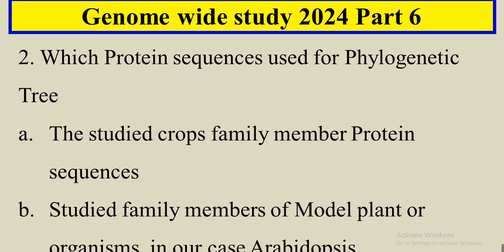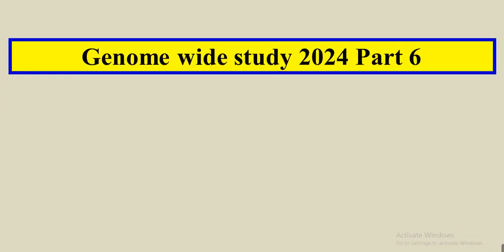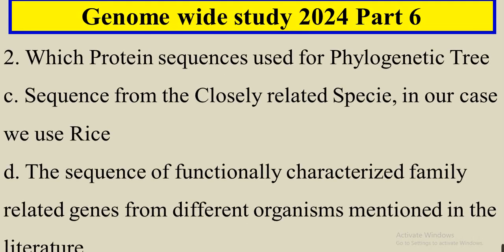Maybe you are working on bacteria or animal sciences or entomology, so you can use your own model organism. And the third one is the sequences from a closely related species. Whatever organism, crop or plant you are working on, you try to find the protein family members from your closely related species. In this example, I will choose rice. You can use any other according to your crop.